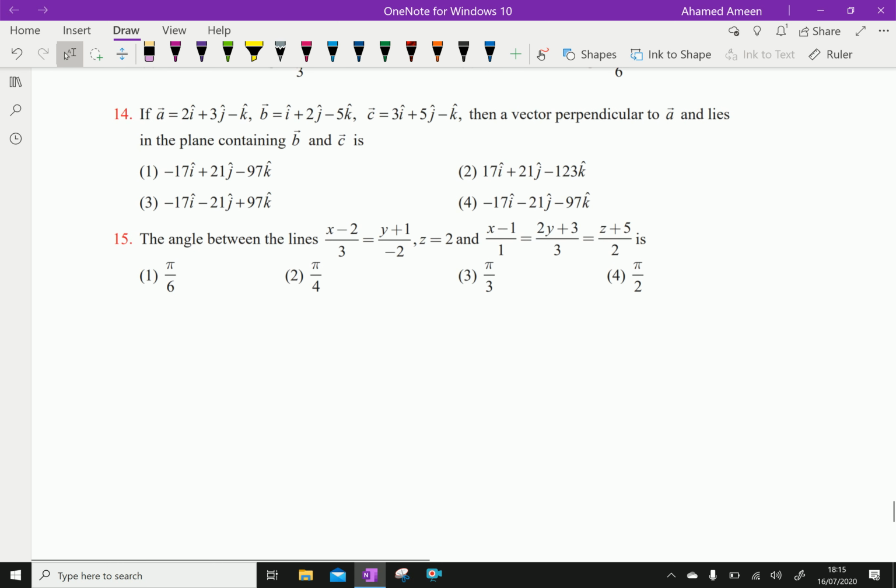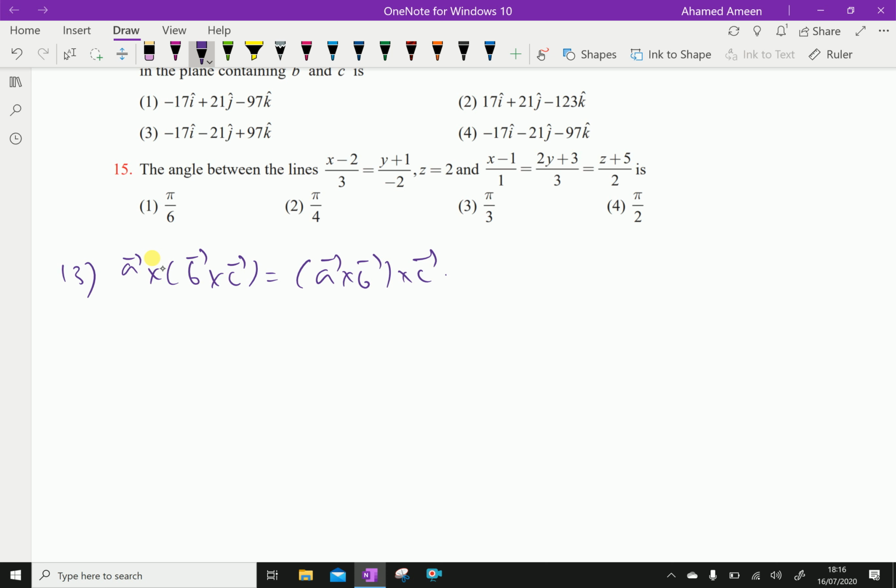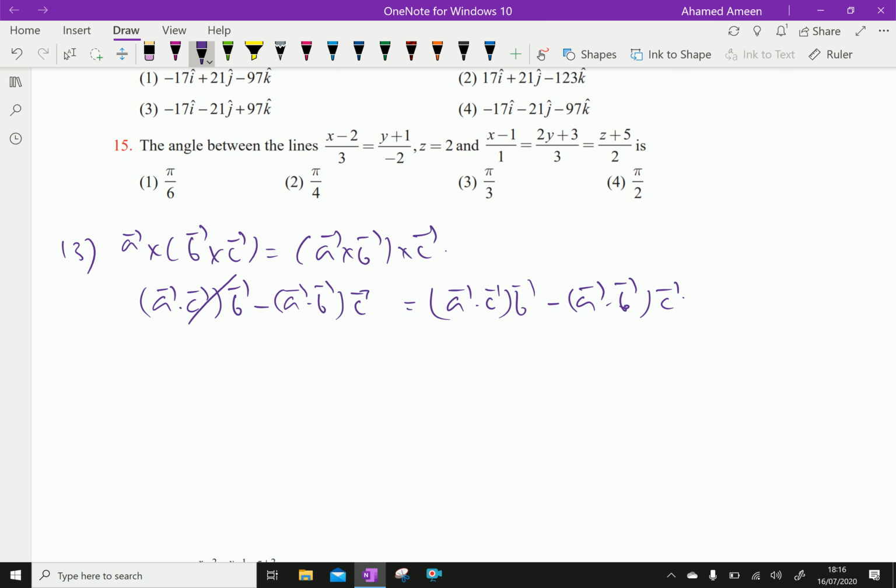Here, first let us express this. A cross (B cross C) is equal to the given (A cross B) cross C. That means we express this as (A dot C) B minus (A dot B) C. This side is (A dot C) B minus (B dot C) A. Here (A dot C) B and this (A dot C) B cancel.